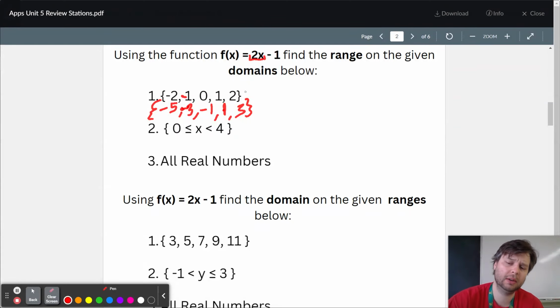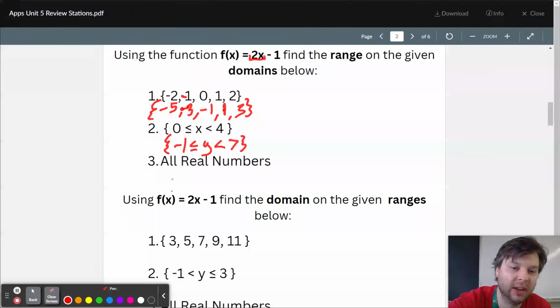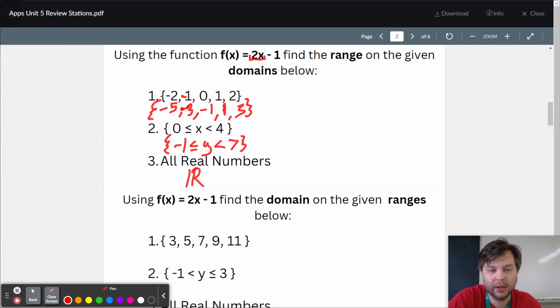If I look at the second problem, I have 0 up to 4, including all the values in between. So my range is also going to be an interval. If I plug in 0, I get -1. The answers I get out are called y values. If I plug in 4, I get 7. That's the range. If I'm allowed to plug in all real numbers, then there's no limit to the answers I can get out. Every real number could be got as an answer, so all real numbers is my range.